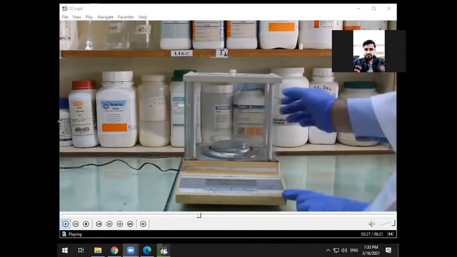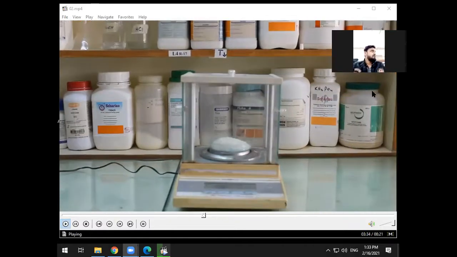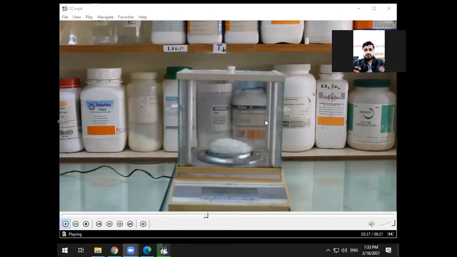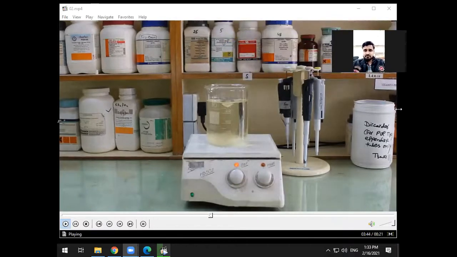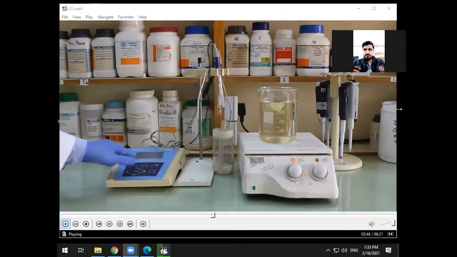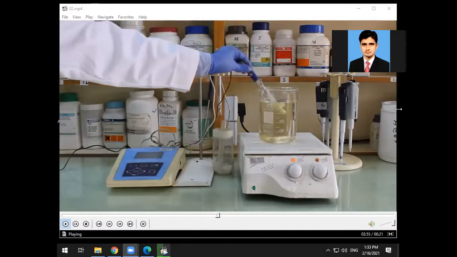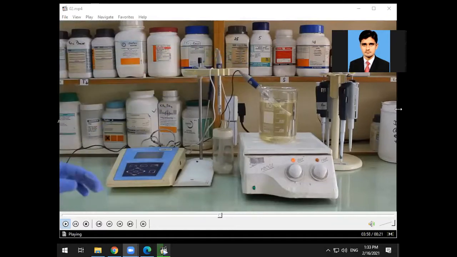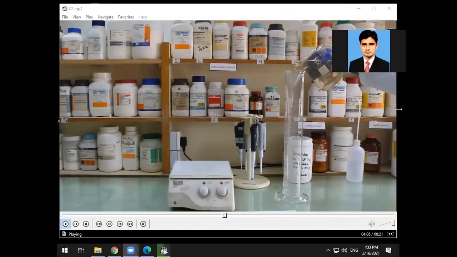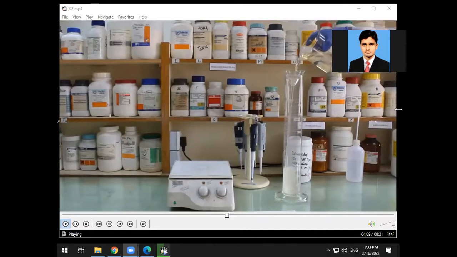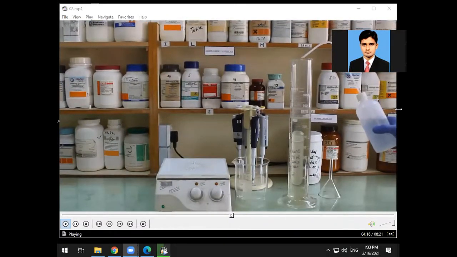Weigh 30 grams of sugar or sucrose for 1 liter of the media. Now add 30 grams of sugar into the media. Adjust the pH of the media to 5.7 or 5.8 with 1 molar NaOH or 1 normal HCl. Make up the volume of the media in a measuring cylinder. Make up the volume up to 1 liter with distilled water.